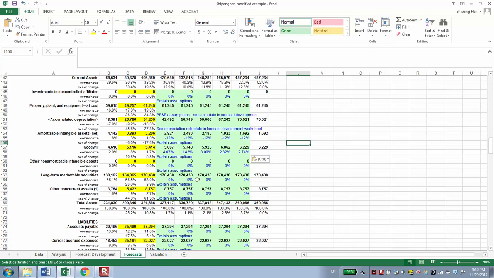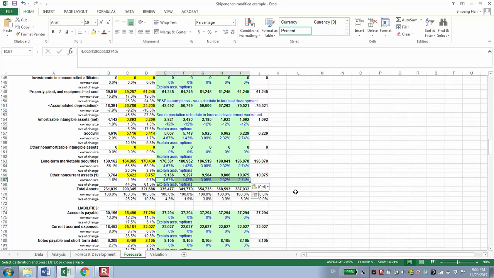The next one is long-term marketable security. So this is a type of long-term assets, okay, investments. And what we do is we simply assume this part shares the same growth rate as the revenue. Okay, paste. And also for other non-current assets, we use the growth rate of revenue. Okay, so it is pretty simple. That's the general rules to forecast these accounts.